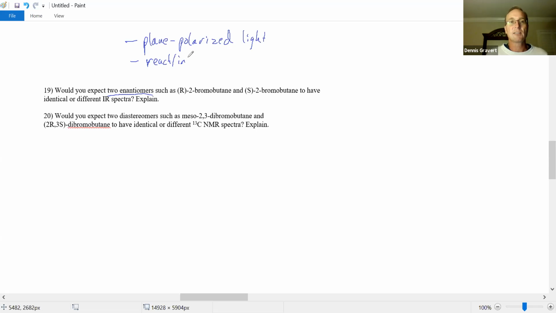with another chiral molecule. So essentially, in order to tell the difference between one enantiomer, this R-2-bromobutane, from the S-2-bromobutane, you have to use chiral light or a chiral molecule. That's how I think of plane polarized light as kind of chiral. You need something else that's chiral. And if you don't have something else that's chiral, these molecules are identical by any other measure.